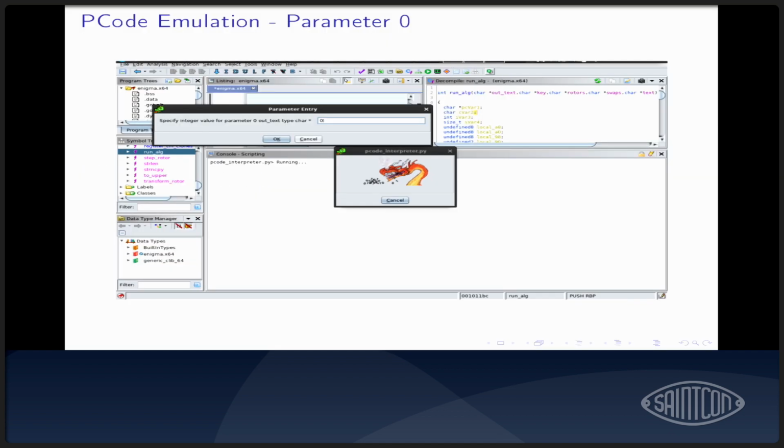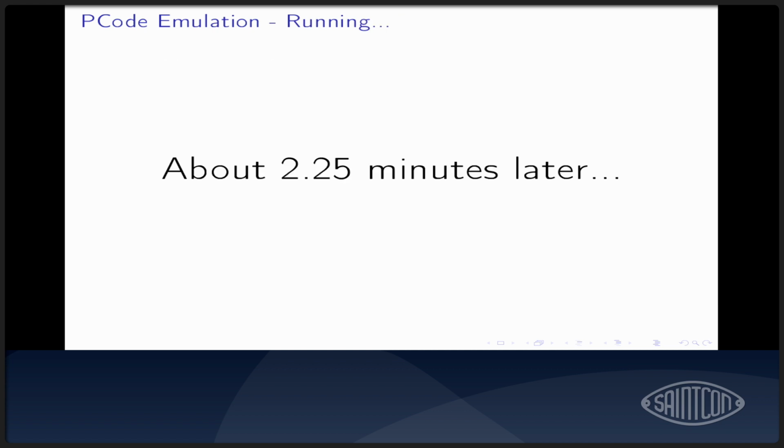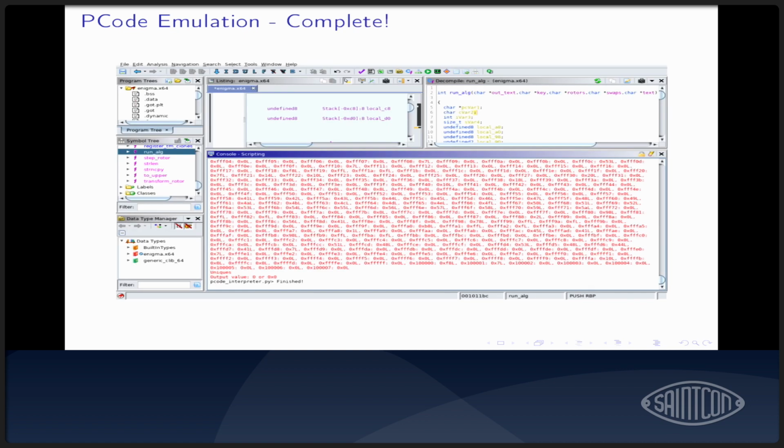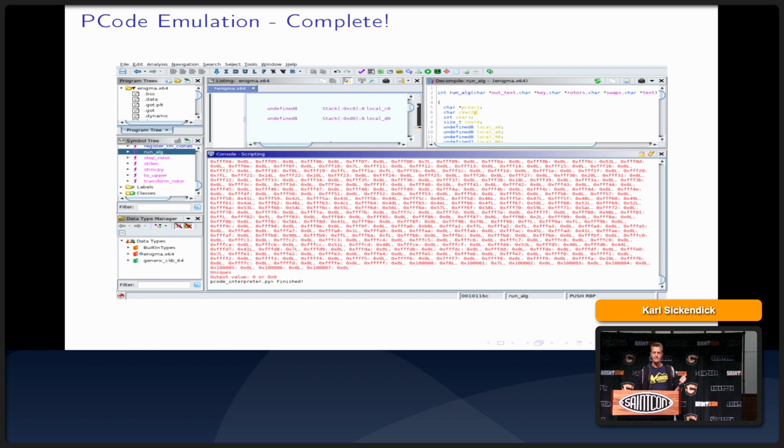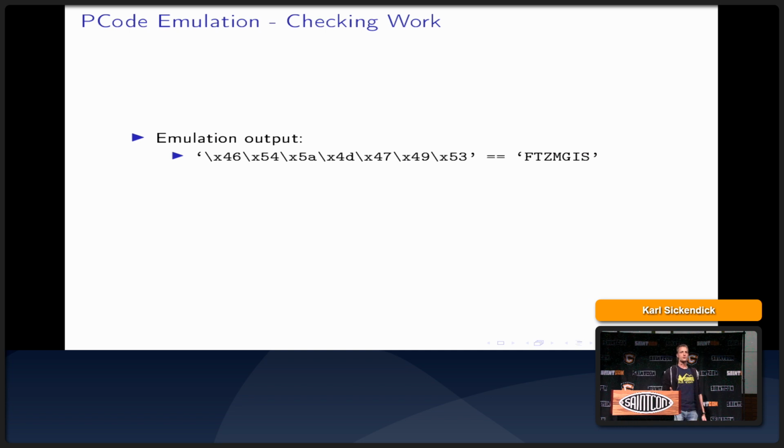See, still crunching, should be almost done. Running, about 2¼ minutes later, you get the output. So the output is the return value from the function. That's normally what you want, but here, it's just an error code, right? So it's going to return 0. It's not going to have any errors during execution. But you also get as output of this Python script the state of the registers at the end and the state of the RAM at the end. So from that, at address 0, if we copy out the bytes, we can reconstruct the string from memory. And the letters that we get on the output are FTZ, MGIS.